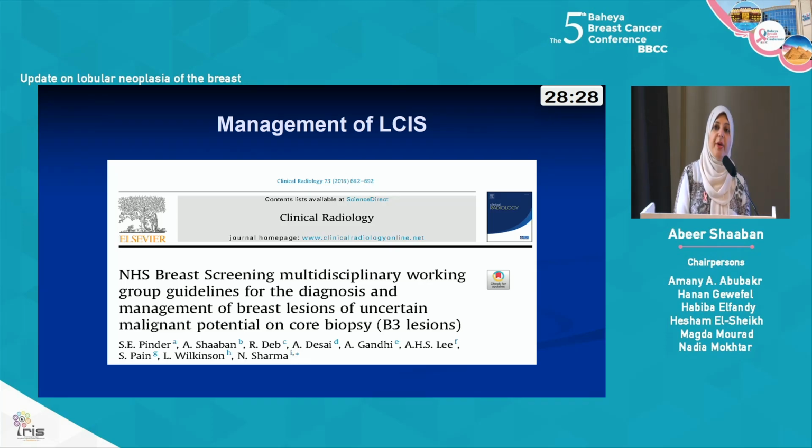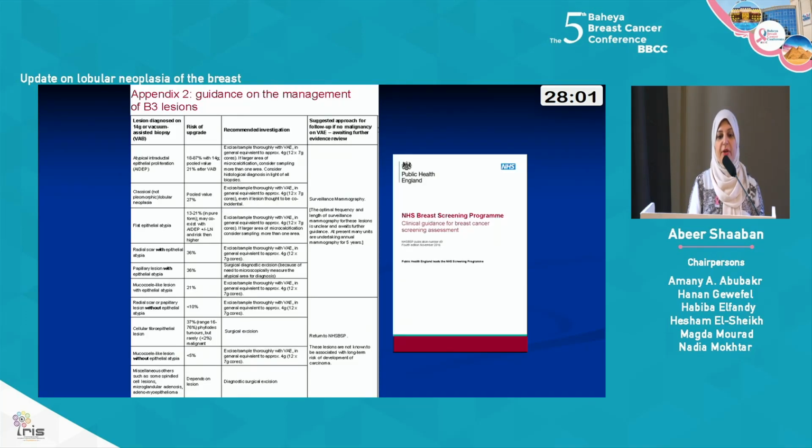So far, the management of LCIS generally in the US, in Europe, and in the UK is done by what we call second-line VAP, or vacuum-assisted excision. Previously, in the old times, we used to excise these, but we no longer do that. And these are the papers that we follow in the UK on the management of B3 lesions, which recommend classic LCIS to be treated by second-line VAP or vacuum excision.